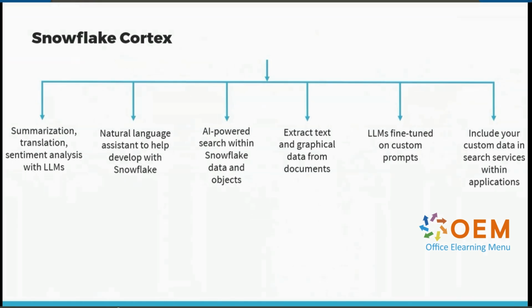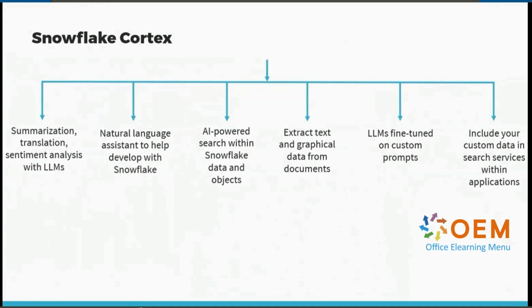Now, I find the names of these products and features rather confusing. So, before we get to the names, let's talk about the kinds of technical and business problems that they can help with. The first category helps with summarization, translation, and sentiment analysis with LLMs. The second is effectively a natural language assistant or a copilot to help you as you work with Snowflake. The third is AI powered search within Snowflake. The fourth category allows you to extract text and graphical data from documents.